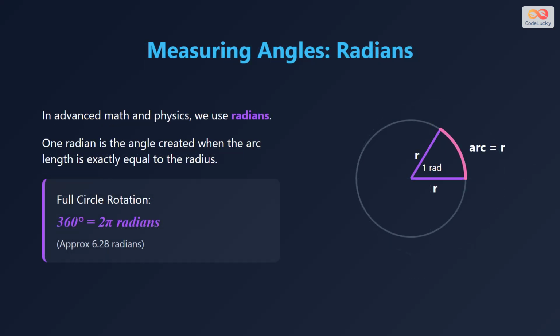In advanced math and physics, we often use a unit called the radian. 1 radian is the angle formed when the arc length along the circle's edge is exactly equal to the radius of the circle. A full circle is 2 pi radians.